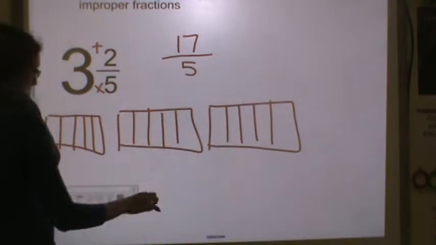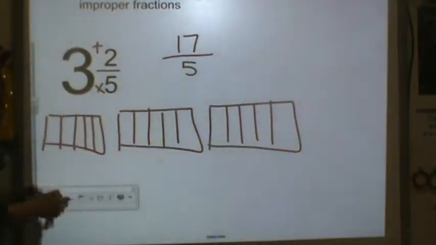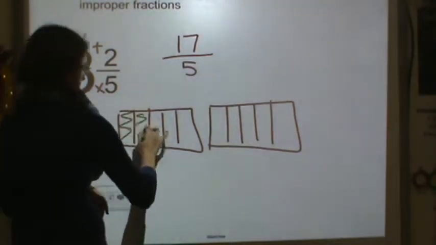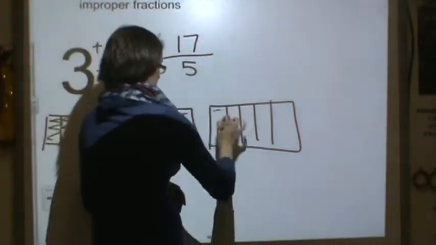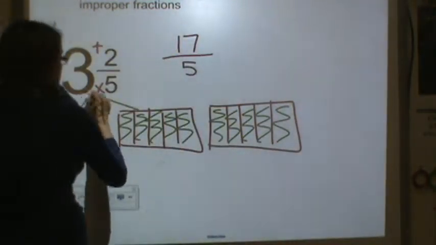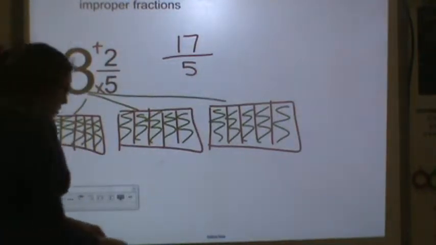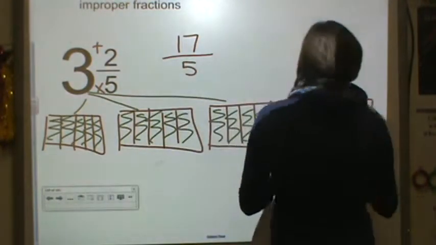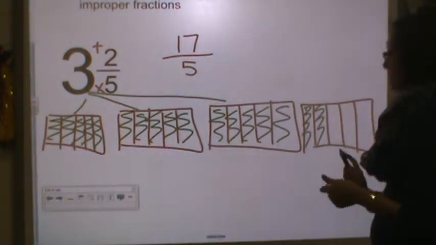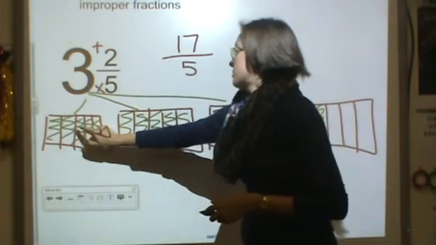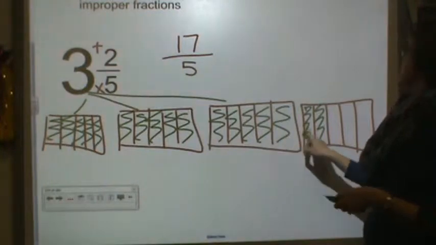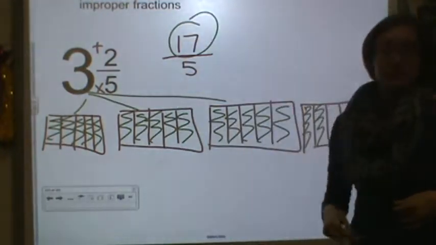Okay, here are my wholes, right? So I've got 3 wholes all filled in. A fifth. So there's my whole number. Here's my 1, here's my 2, here's my 3. Now I have 2 more fifths. So how many total fifths do I have? 1, 2, 3, 4, 5, 6, 7, 8, 9, 10, 11, 12, 13, 14, 15, 16, 17. 17 fifths.